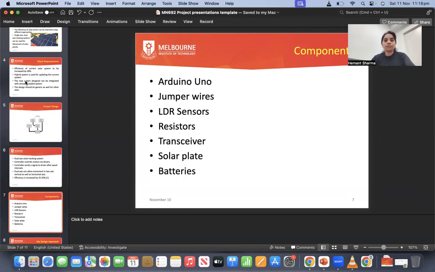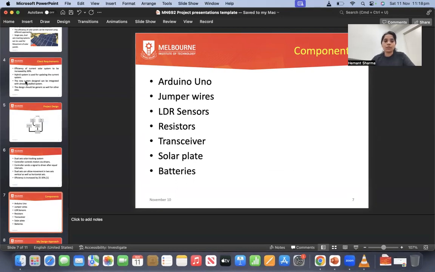Coming to the Arduino, it is a microcontroller used for the project, and it is very basic and easy to use. It's basically a tiny microcontroller which controls the entire approach. Jumper wires are used for connections, connecting the sensors and controllers via breadboard.